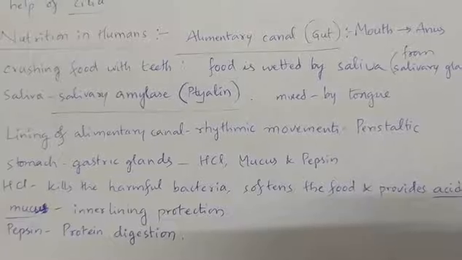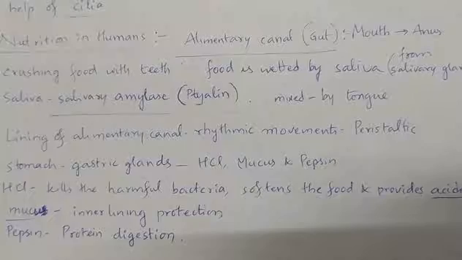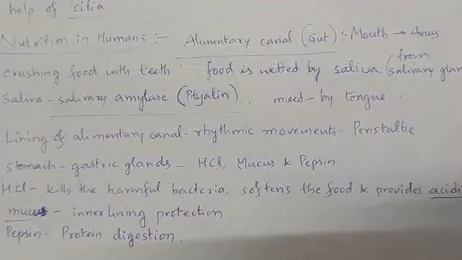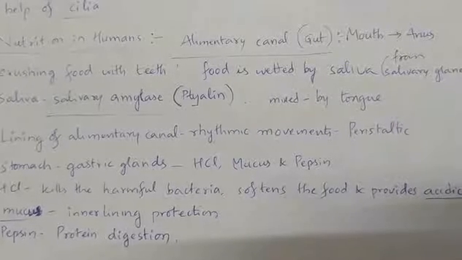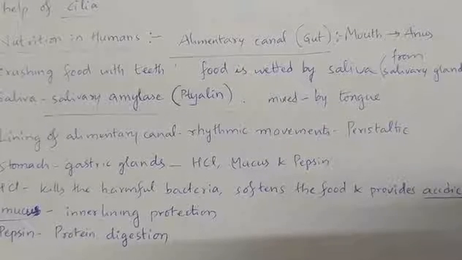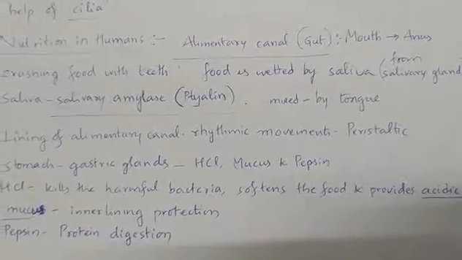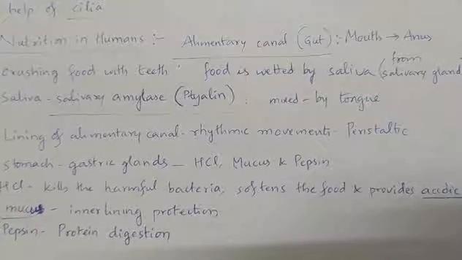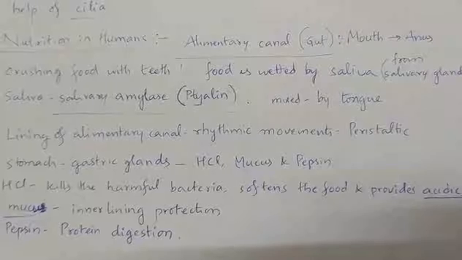In other parts of the alimentary canal, that is in the stomach, small intestine and large intestine, we cannot that easily observe the peristaltic movements. So, many times peristaltic movements are more often referred to as the rhythmic contractile movements that take place in the inner lining of the esophagus. But actually they take place throughout the alimentary canal. The stomach contains gastric glands that produce hydrochloric acid, mucus and pepsin.